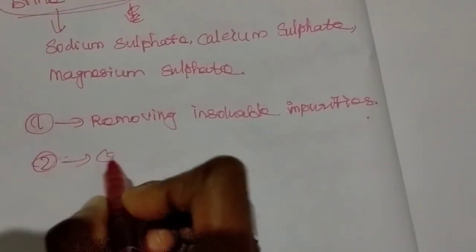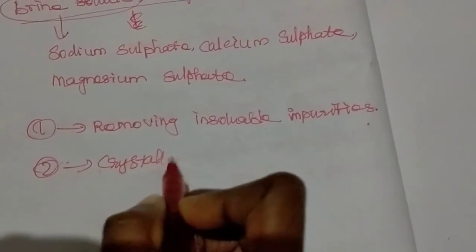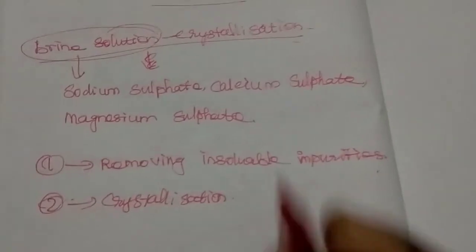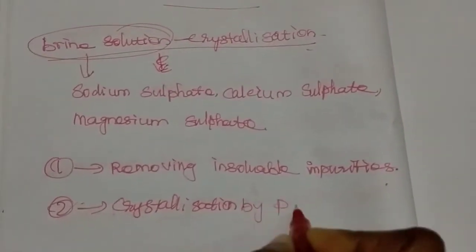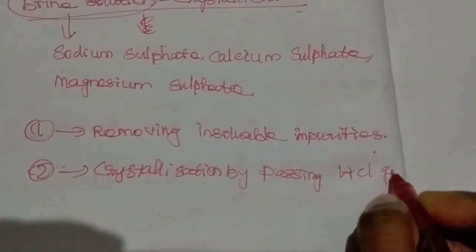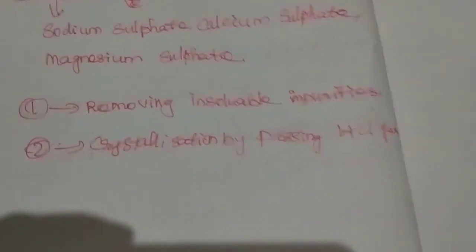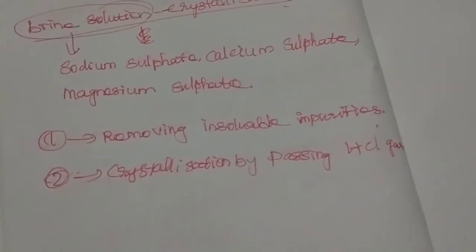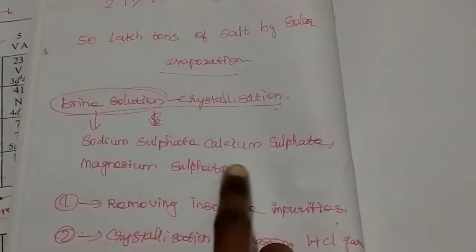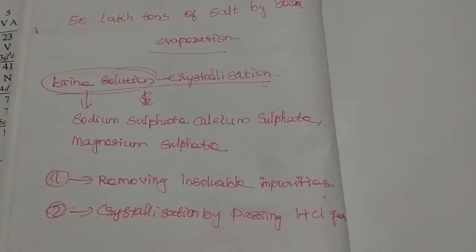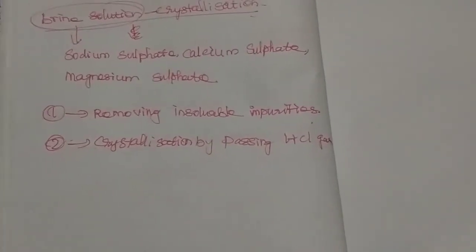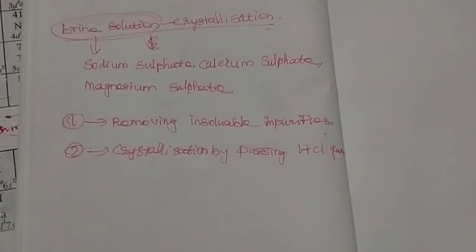The second step is crystallization by passing HCl gas into the purified solution. Calcium chloride and magnesium chloride from the brine solution are more soluble than sodium chloride, so they remain in the solution.